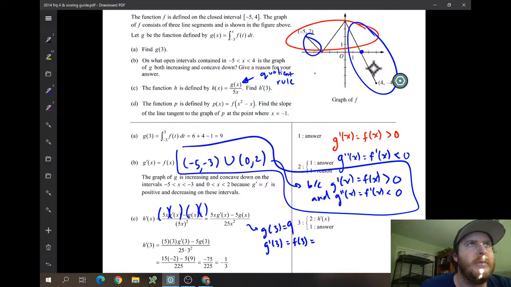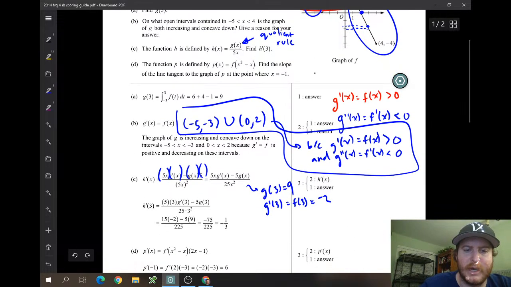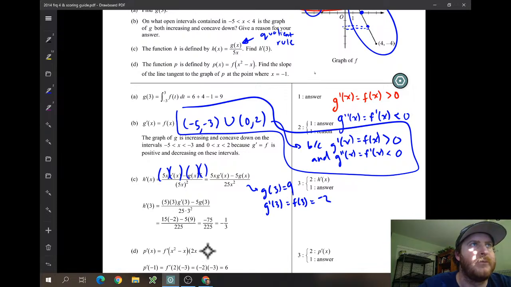Right there, and so we get negative 2. There we go, negative 2. So that's all that was happening there. So, 15 times negative 2 minus 5 times 9 from part 1, over 225, right? From 5 times 3 squared. So that's how we got that.